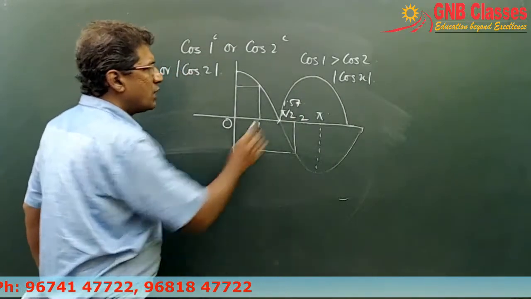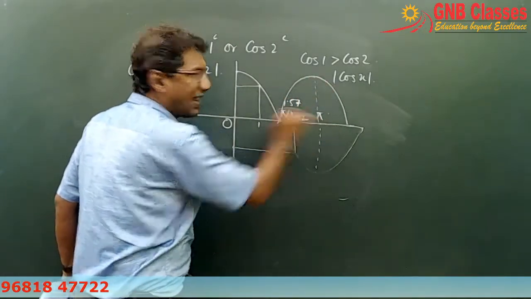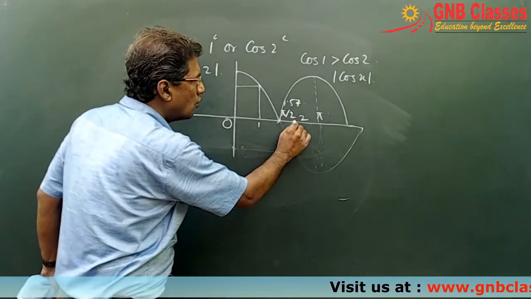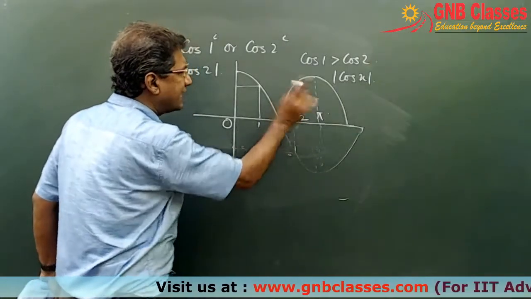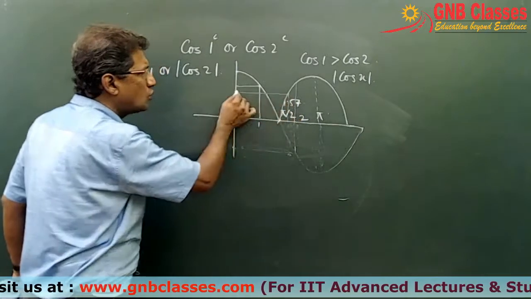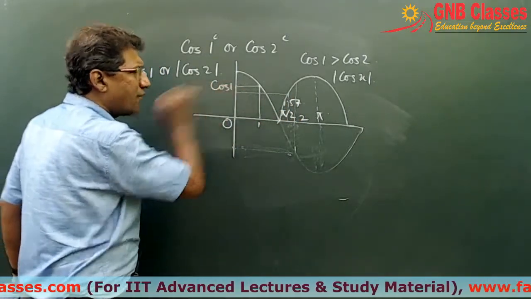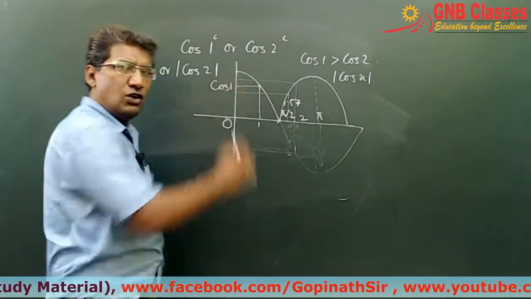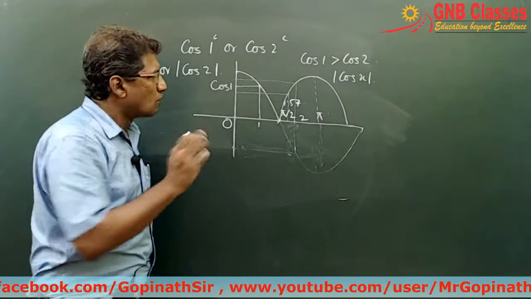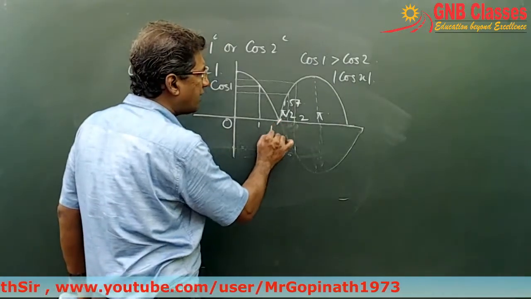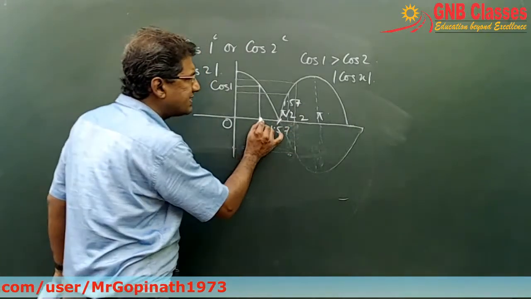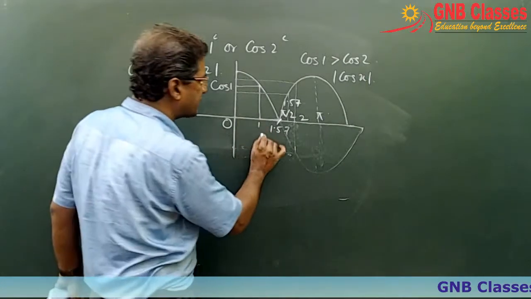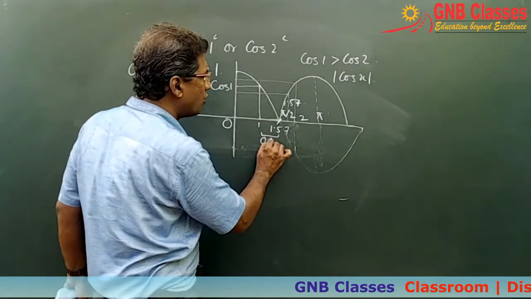Now the question comes, this is again pi, and this 2 will be here or it will be here. What I want to say is whether cos 2 will be less than cos 1 radian or mod of cos 2 will be greater than cos 1 radian. Is it clear? So for that, this is basically 1.57, right? Now think, what is this gap? This gap is 1.57 minus 1, that gives you 0.57.